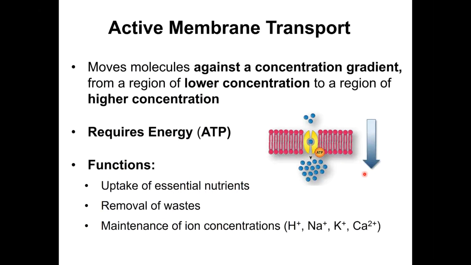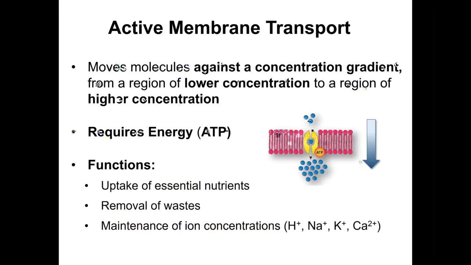Now, sometimes some molecules need to be moved against their concentration gradient. They cannot always move by diffusion. For example, you need to remove waste. Waste tends to accumulate inside a cell. If you have already a high concentration of waste outside, and the waste had to move by diffusion, it would not move, right? If anything, it will move backward inside. But you still want to keep removing this waste, which could be toxic to the cell.